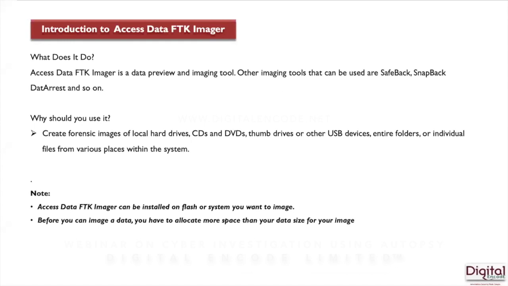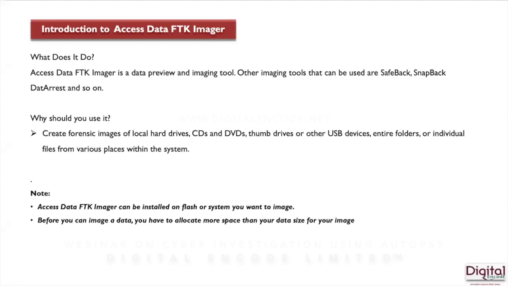But we're using Access Data FTK Imager for this training. Reason being that it helps us to create images of local hard drives, CDs, DVDs, thumb drives, and the likes. But we need to note something when we want to use the Access Data FTK Imager. We need to note that it can be installed on a flash, not necessarily on the compromised system you want to image. You can have it on a flash to image whatever data you want to image. Then you can have it even downloaded on your system, and then you image that particular data on the system.